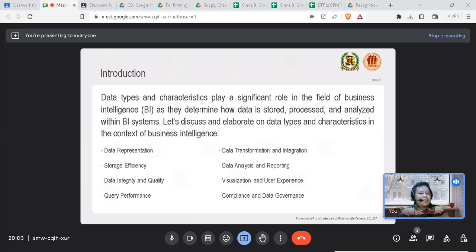Okay, so that is why data types and characteristics form the foundation for effective data management, analysis, and reporting in business intelligence. Understanding their nuances and selecting appropriate data types helps ensure data accuracy, integrity, performance, and user satisfaction with the business intelligence system.